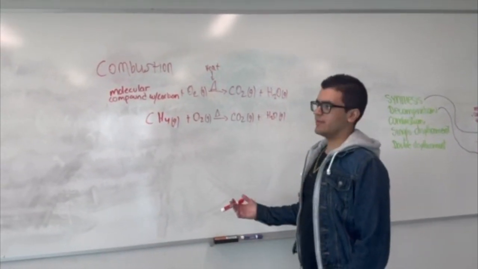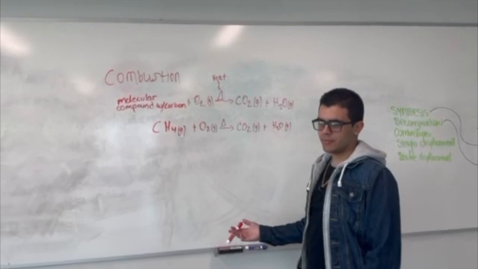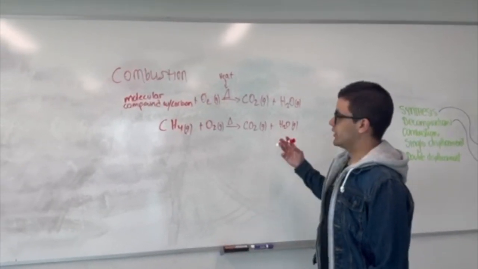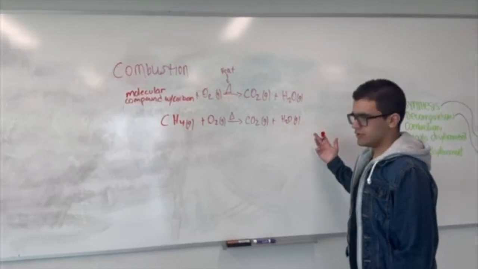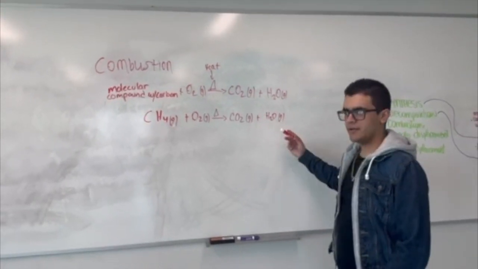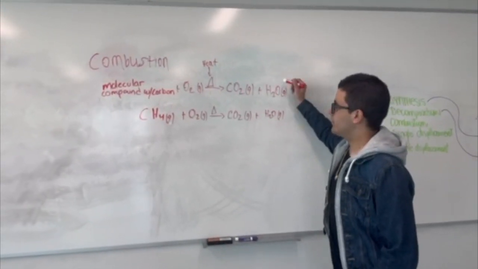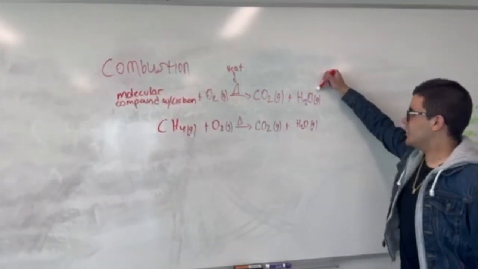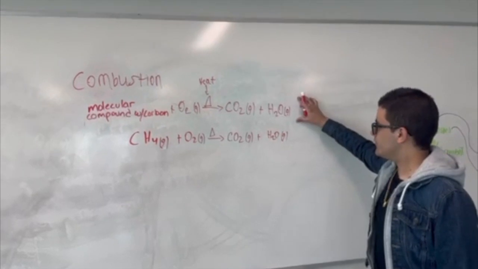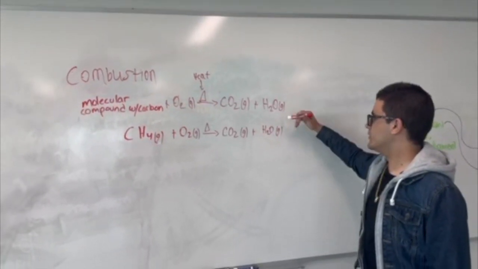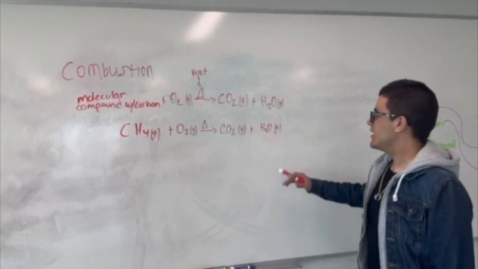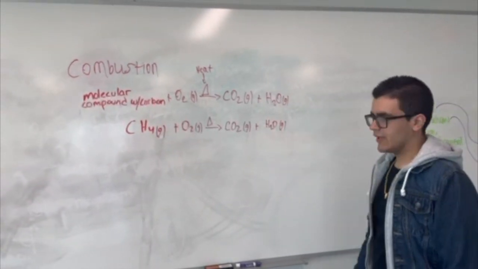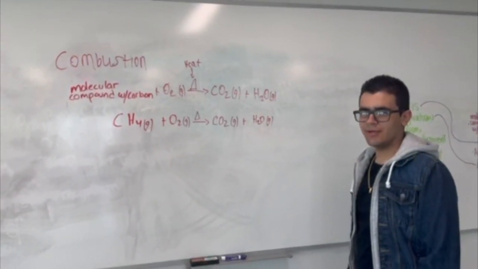So for combustion, we basically have a molecular compound with carbon and O2, which is oxygen, to give us CO2 and H2O gas. Keep in mind, this little triangle over here means heat. If you're heating it up, most of the time it's going to be gas, because it wouldn't make sense for it to be liquid if you're heating it up, right?